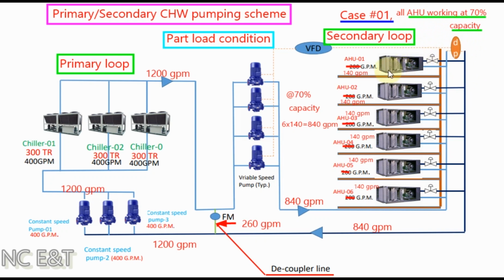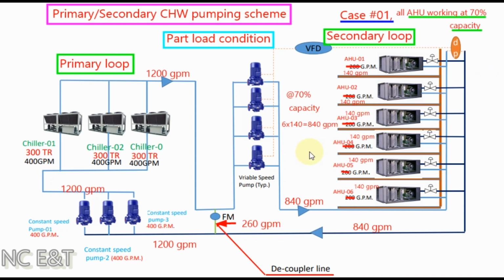As we have selected the HUs at 200 GPM to work for full capacity, the GPM needed at 70% capacity will be 140 GPM, and the two-way valve will allow only 140 GPM to pass through the HU. Because of this, there will be a differential pressure between the supply and return piping, and this differential pressure will be sensed by the differential pressure sensor there, and it will send the signal to the variable frequency drive to slow down the variable speed chill water pump.